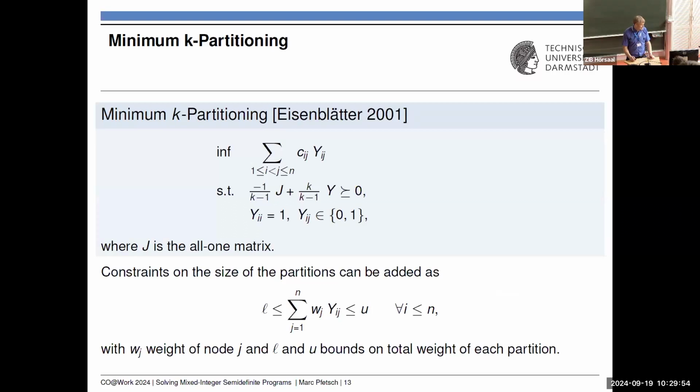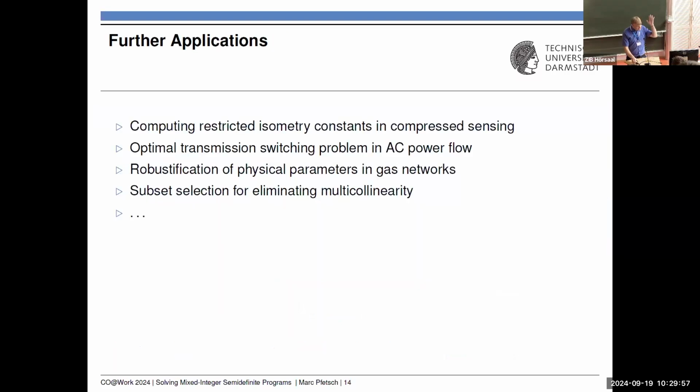Again, there are many more applications. The message to you is not the details of the applications, but just that you remember that there are certain applications that can naturally be formulated as mixed integer SDPs. There are often many other models around, but they are quite natural for these problems.